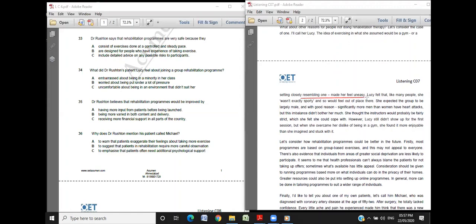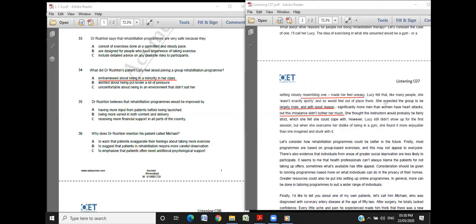Being in a gym. She felt that she would be a minority, that it would be largely male. But then she said that this imbalance didn't bother her much. So here, answer option A was ruled out. It is true that she thought that there would be more males there, but she was not bothered about it. She was not embarrassed about it. This imbalance didn't bother her much.